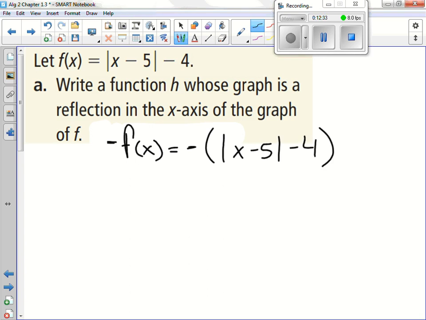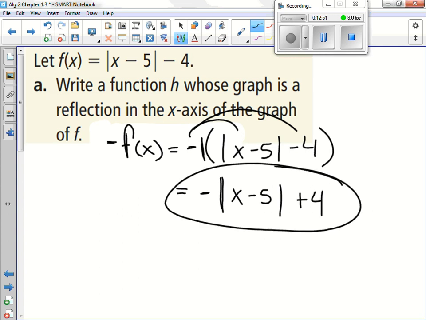It's the whole thing. So when we apply that negative, we're essentially multiplying by negative 1. We're going to multiply both of these by negative 1, not what's inside the absolute value, just the absolute value. When we multiply the absolute value by negative 1, we get negative absolute value of x minus 5. Negative 1 times negative 4 gives us plus 4. So this new function is a reflection across the x-axis of this graph. And that's all we have to do.